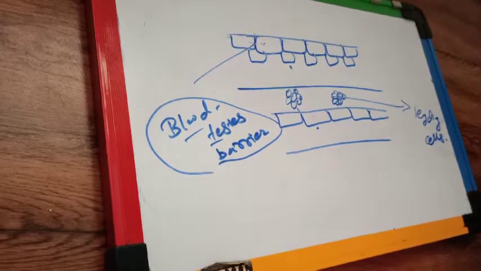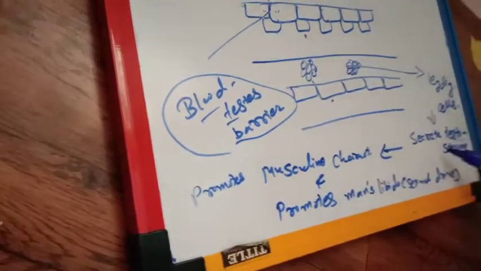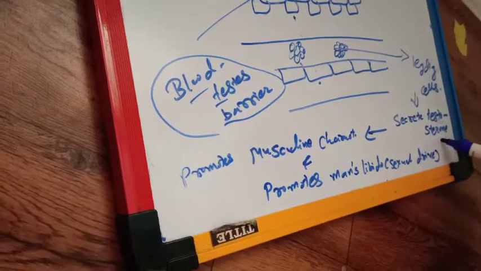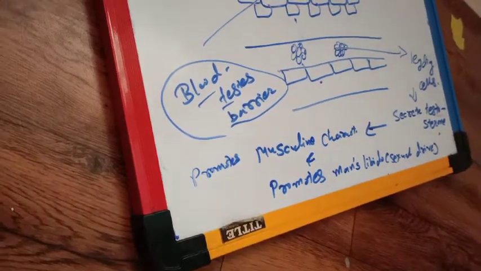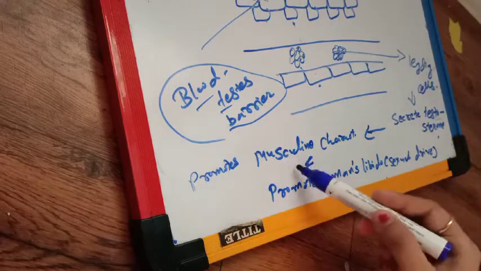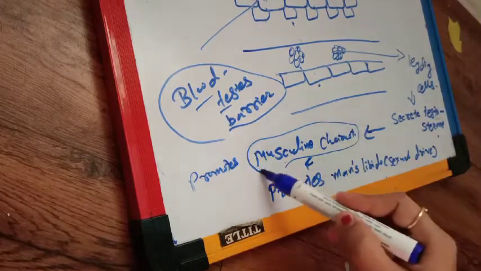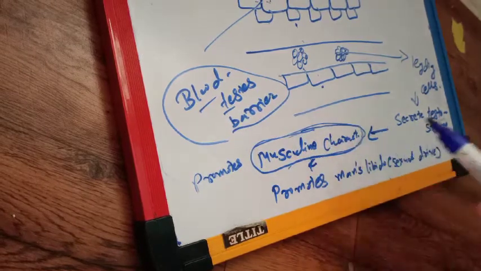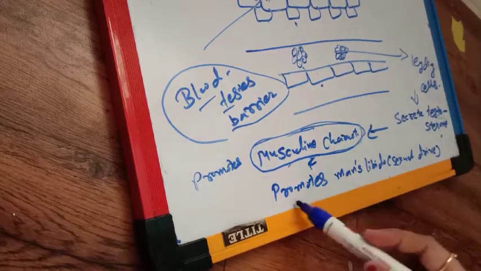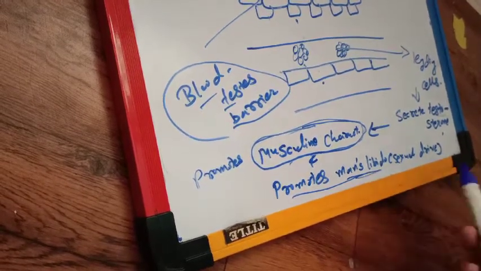They secrete testosterone, which is the most prevalent androgen. Leydig cells secrete testosterone, and it is mainly responsible for the development of masculine characteristics. What do masculine characteristics mean? Male characteristics. It also promotes a man's libido, which is the sexual drive.